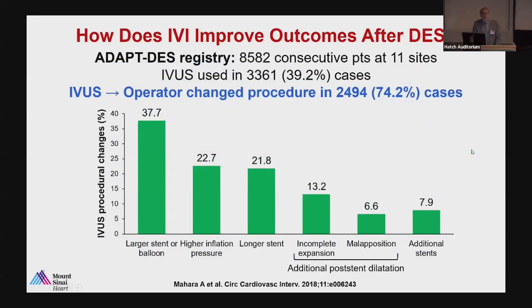Now, we looked at this with a large registry that we ran called the ADAPT-ES registry, which is a multi-center international study of 8,582 patients, all comers, undergoing PCI with drug-eluting stents, and intravascular ultrasound was used in about 39.2% of those cases, and we carefully tracked the changes that IVUS leads to.